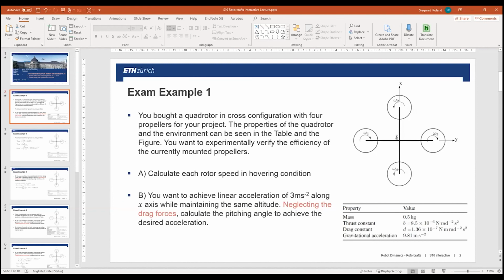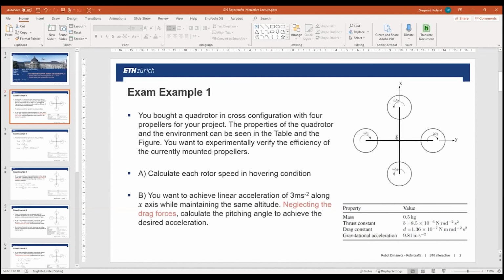Imagine that you have this quadrotor with these 4 propellers, which are counter-rotating as designed here. You bought a helicopter and you would like to verify the efficiency of the propeller. First, you would like to calculate the rotational speed in hover, and you have the given properties in the table: the mass, and the thrust constant, which is multiplied by the rotational speed of the individual rotors.